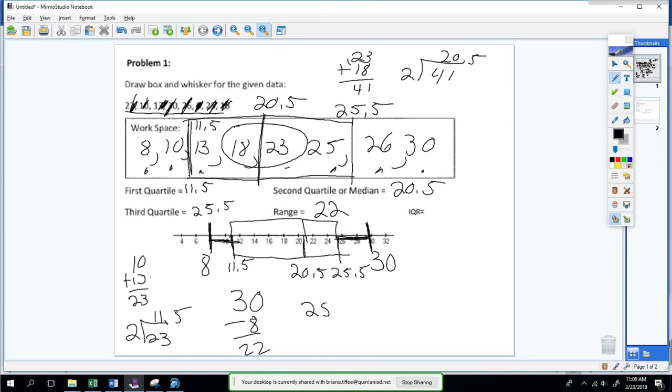So you're going to do 25.5 minus 11.5, which comes out to 14. So my interquartile range is 14.